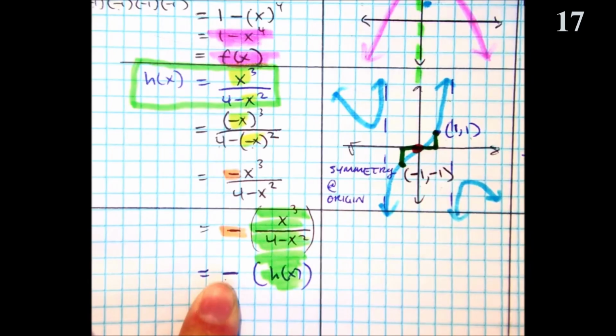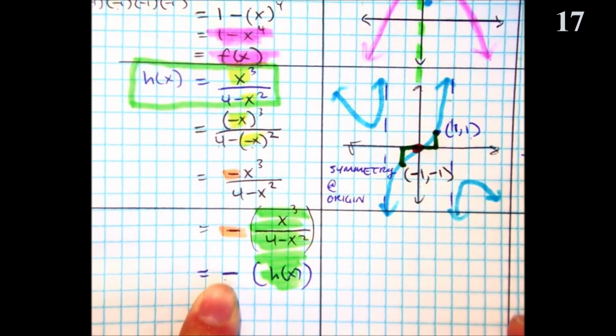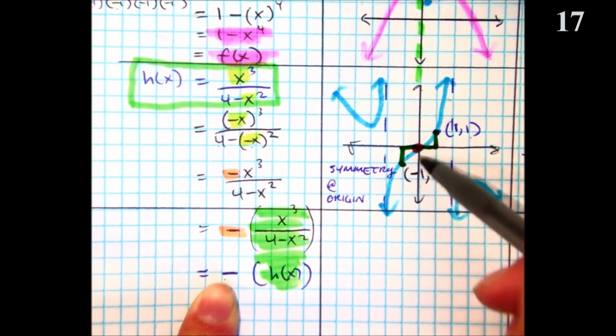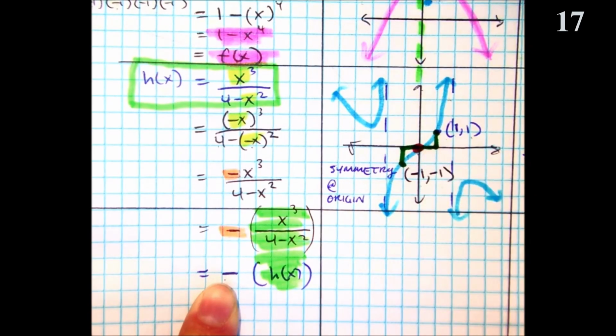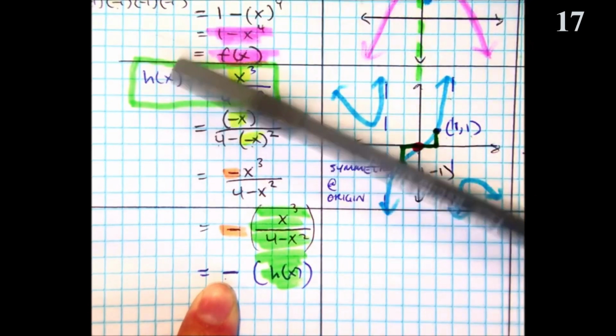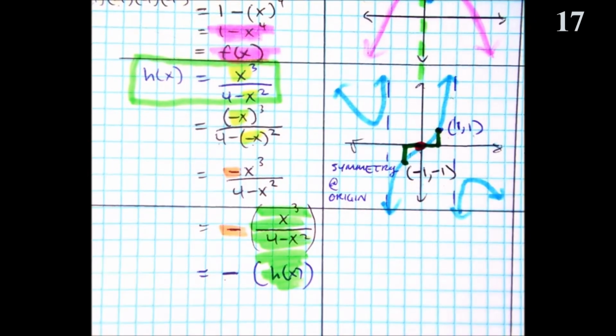So they call this an odd function. It's an odd function because when you algebraically put in a negative x, you get the opposite of the original function, or the negative of that function, and it's symmetrical to the origin. You can probably also see tomorrow we'll talk about a slanted asymptote. Do you see it? So I'll put my pen right there.